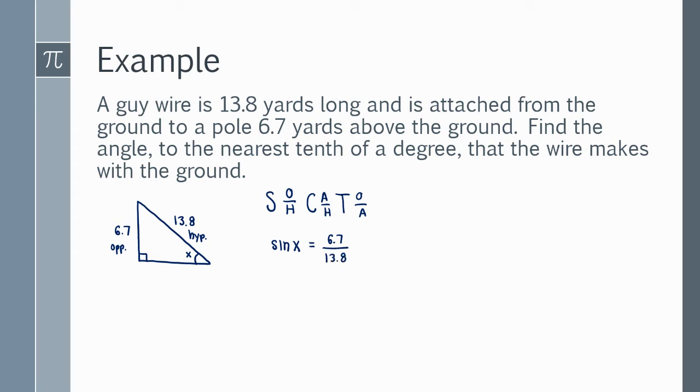Remember, when you're trying to find the measure of an angle, we want to use our calculator as the inverse sine. So second sine, and then we want to do 6.7 divided by 13.8. Once again, remember, we want to find the nearest tenth of a degree. So that means that we want 1 decimal. So if we go ahead and put that into the calculator, our angle is going to be 29.0 degrees.